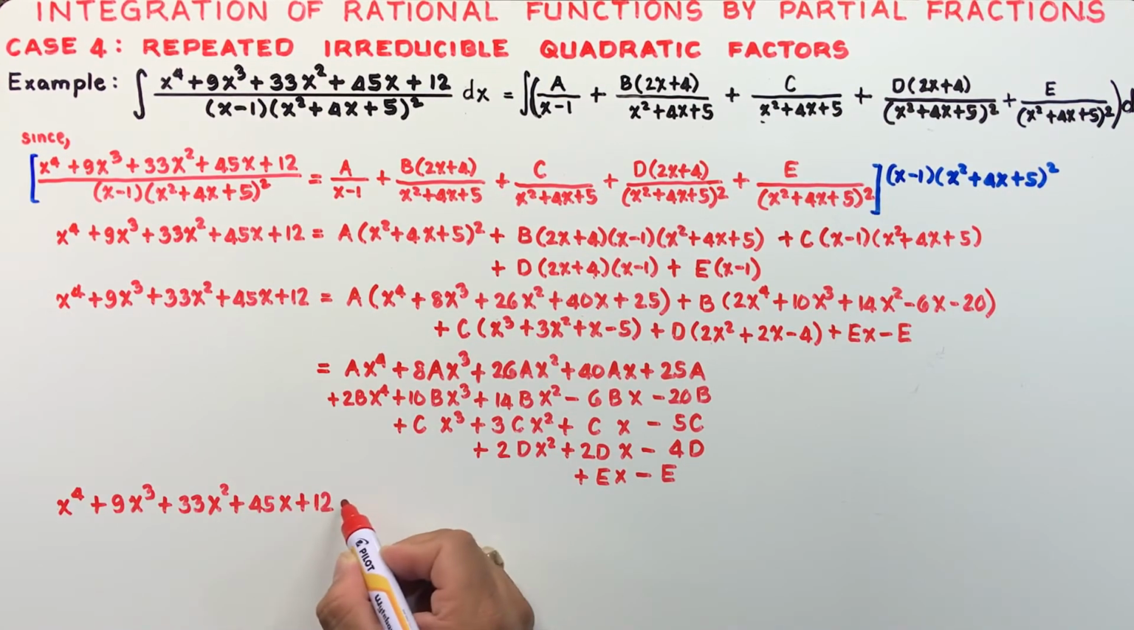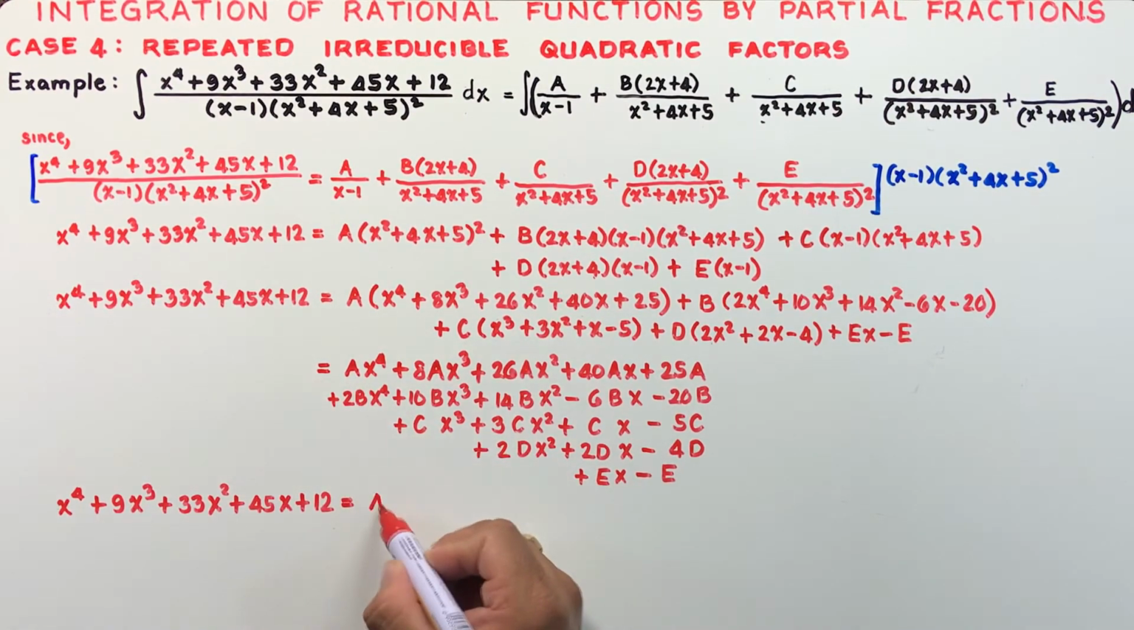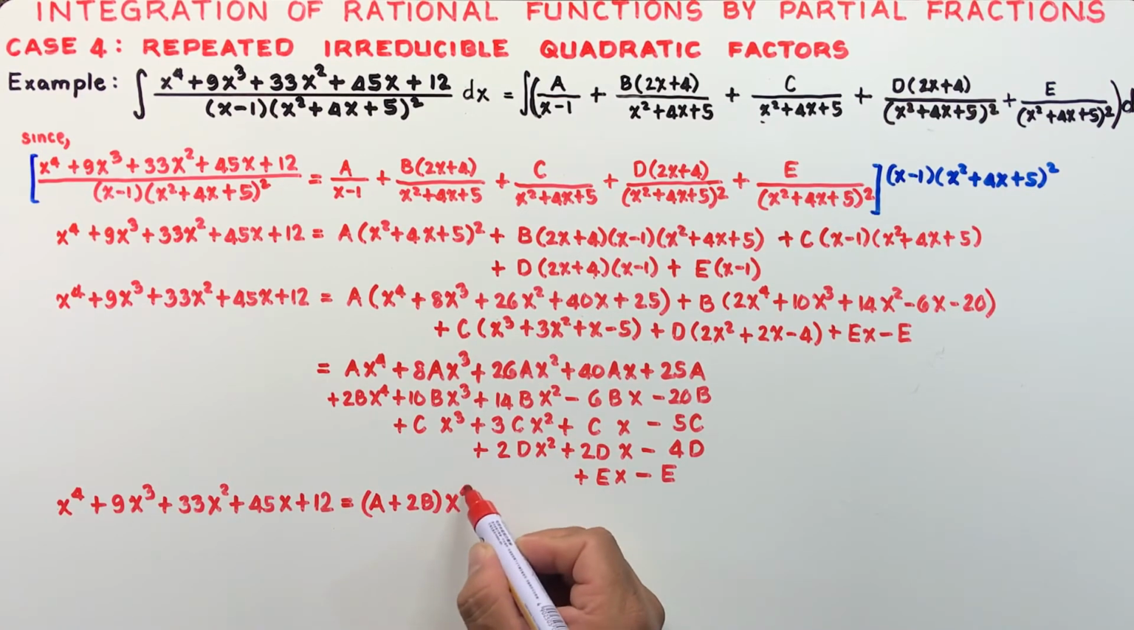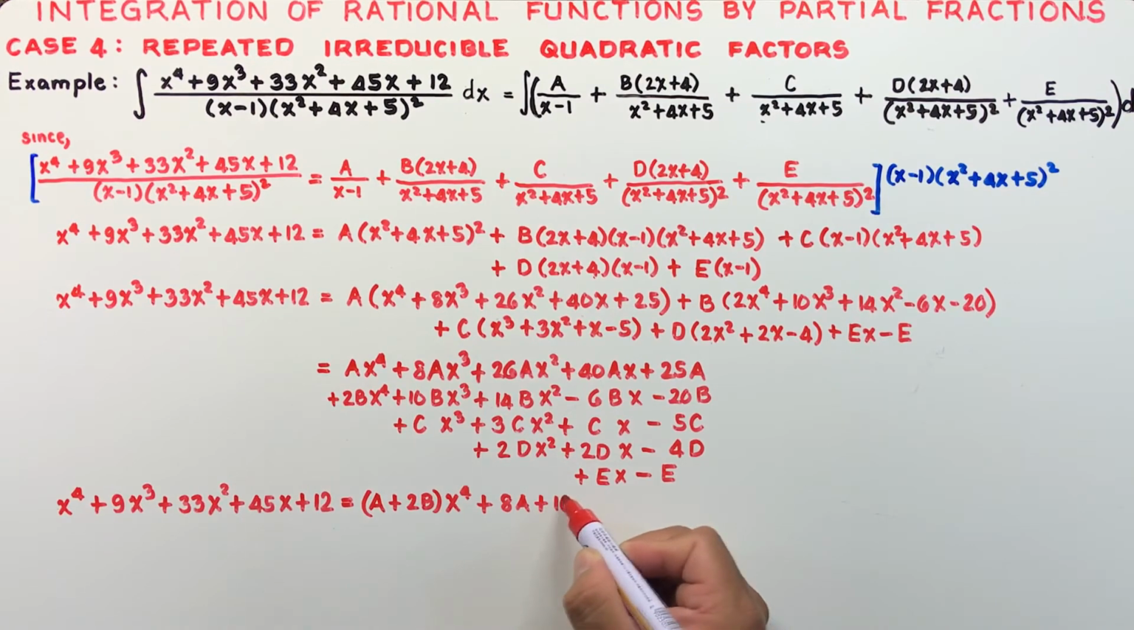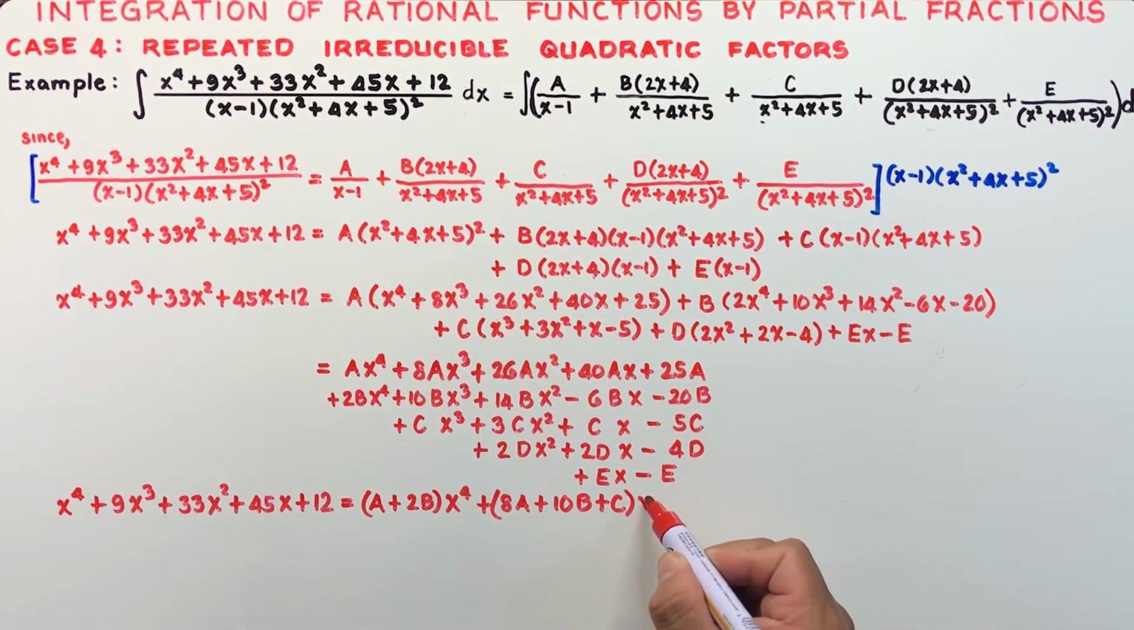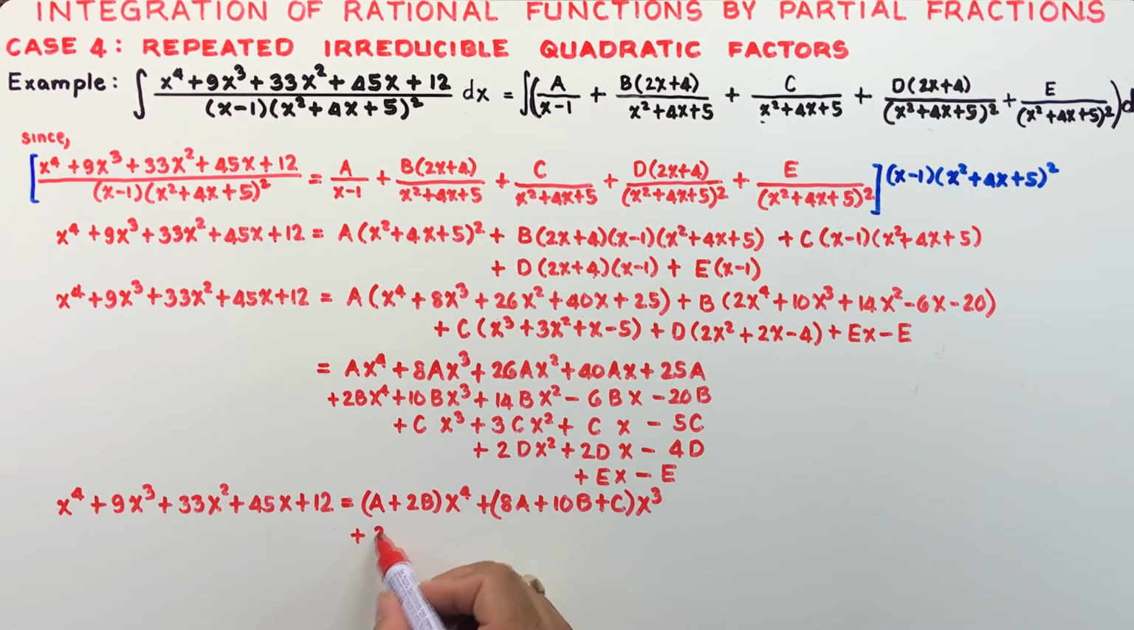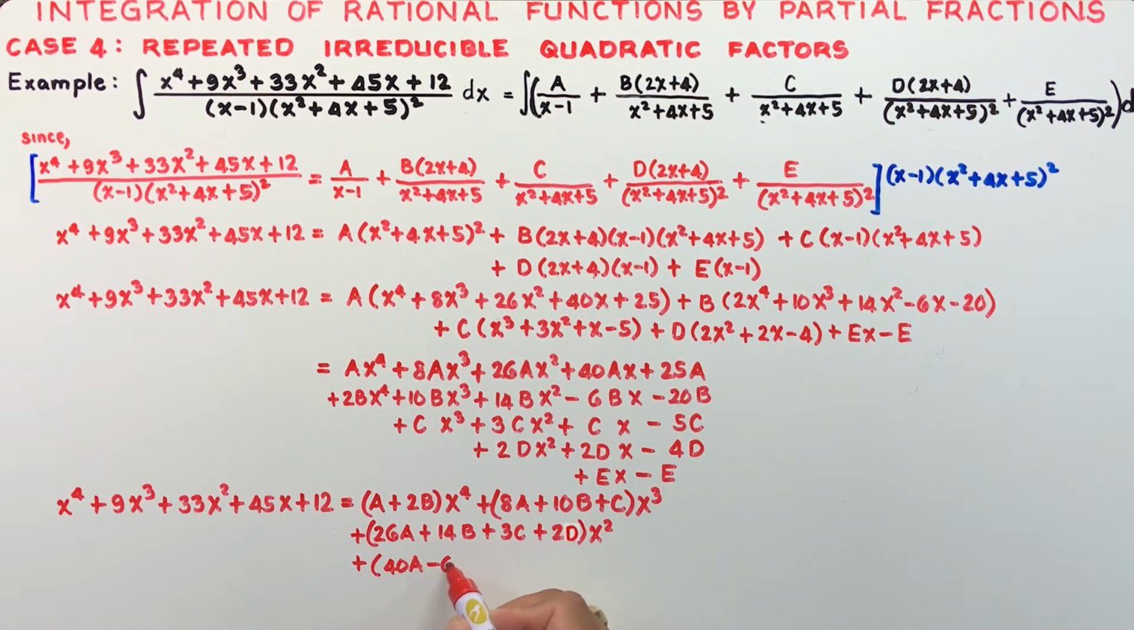So then x to the power of 4 plus 9x cubed plus 33x squared plus 45x plus 12 is equal to (a plus 2b) quantity multiplied by x to the power 4, plus (8a plus 10b plus c) quantity times x cubed, and then added to (26a plus 14b plus 3c plus 2d) quantity multiplied by x squared, and then added to (40a minus 6b plus c plus 2d plus e) quantity multiplied by x, and then added to 25a minus 20b minus 5c minus 4d minus e here.